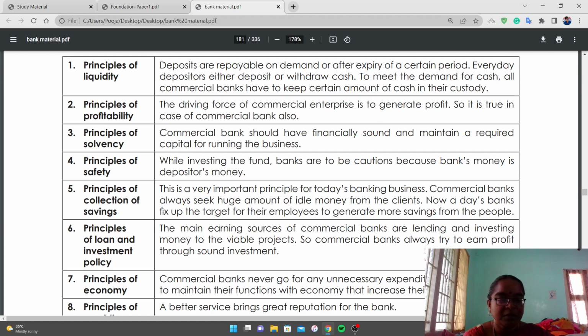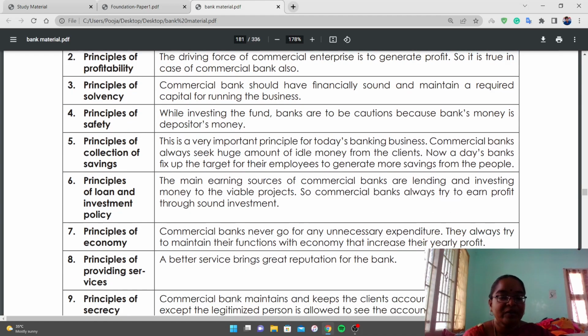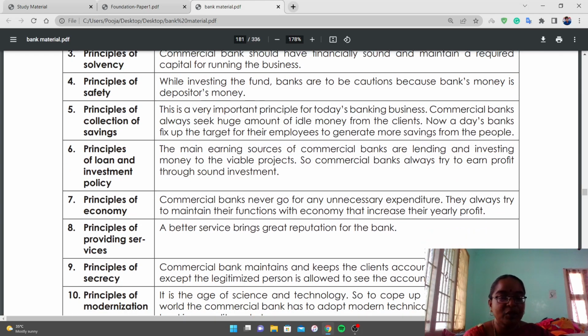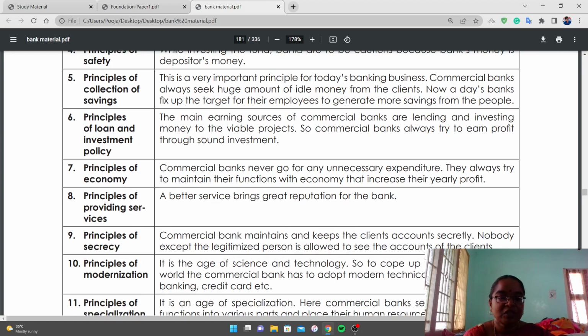And next one is principles of loan and investment policy. So the main earning source of a commercial bank is lending and investing money in viable projects. So the banks always try to earn profit through sound investment only. Sound investment means the investment which is repayable. And principles of economy. Commercial banks never go for unnecessary expenditure. They always utilize their own funds in a proper way.